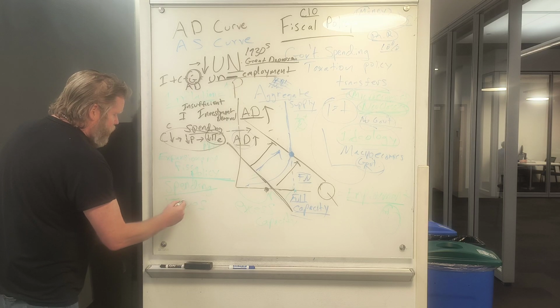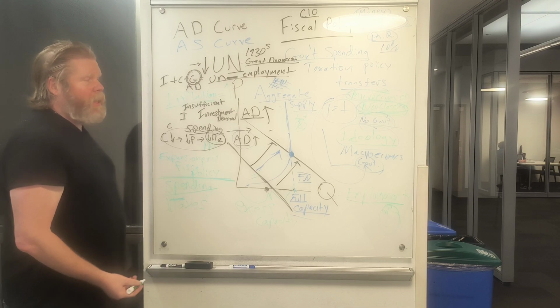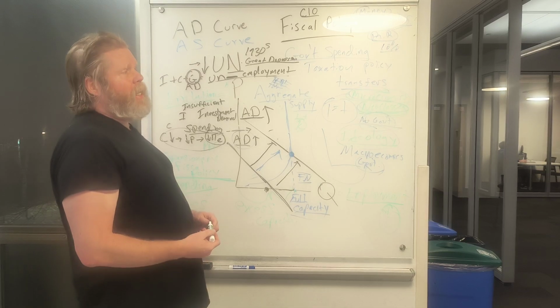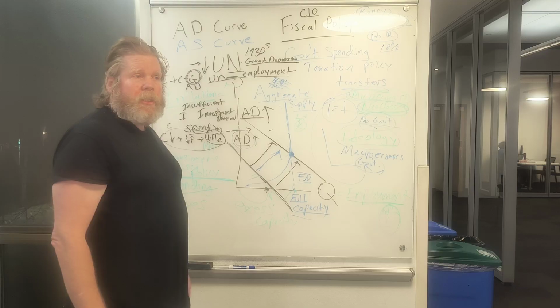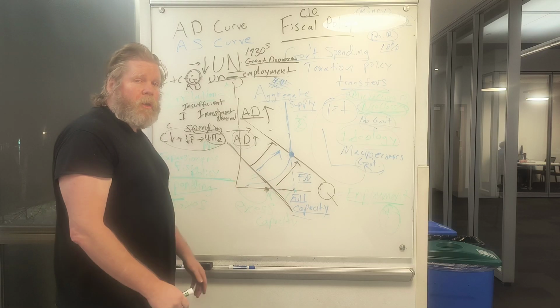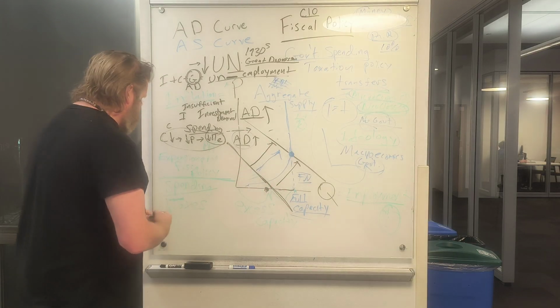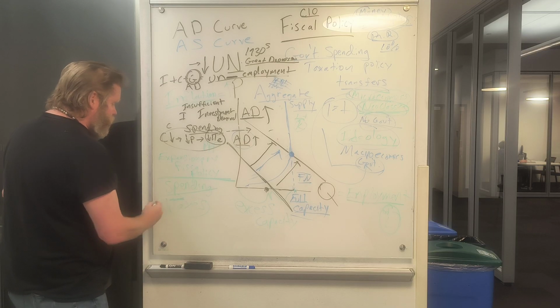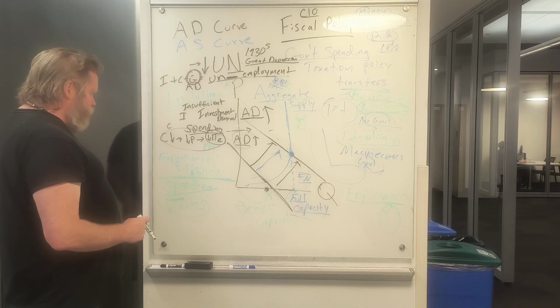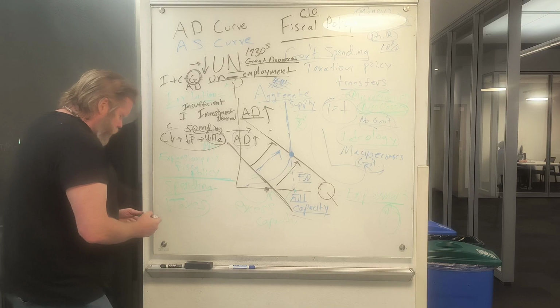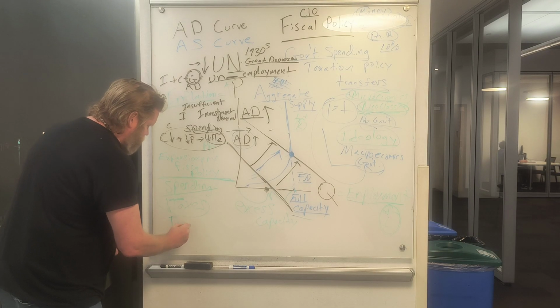So when they lower taxes, what happens? People have more money because they have to pay less taxes, so they demand more. Firms have higher profit margins. They know they'll make more profit, so they invest more. That increases aggregate demand, lowering taxes, okay? And lastly, we have transfer payments.